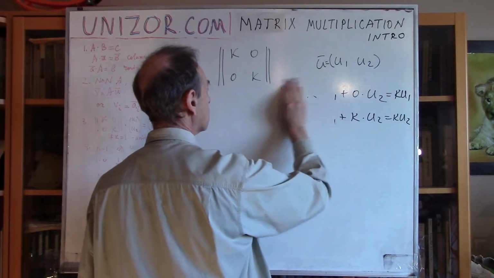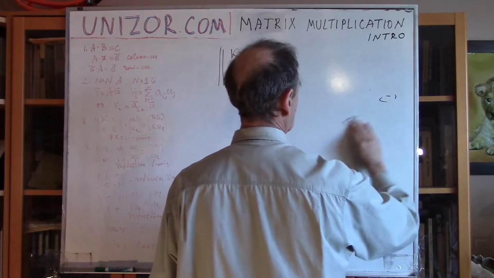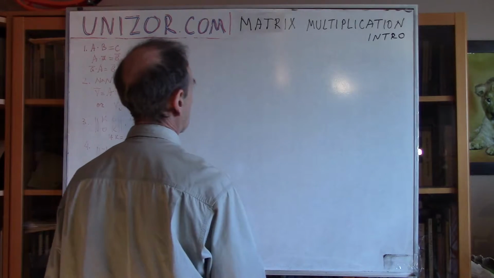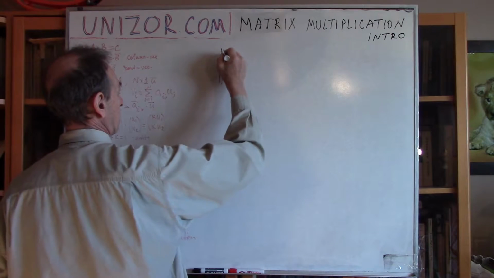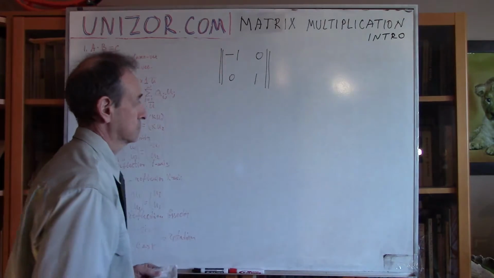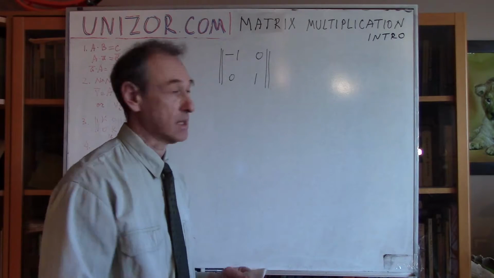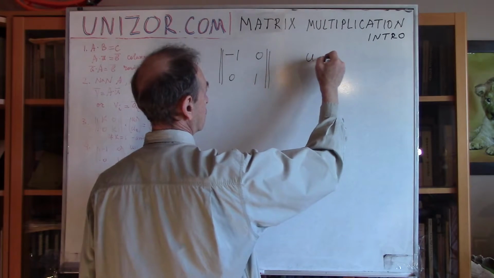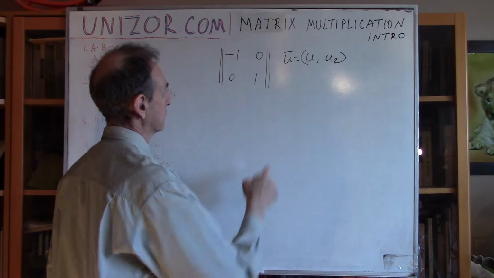Another example of a linear transformation: the matrix -1, 0, 0, 1. Okay, so what kind of transformation does this particular matrix represent? Well, let's multiply this by u1, u2. And what do we have?